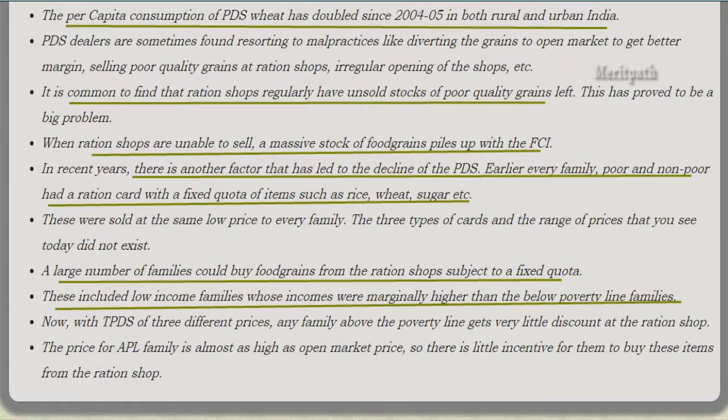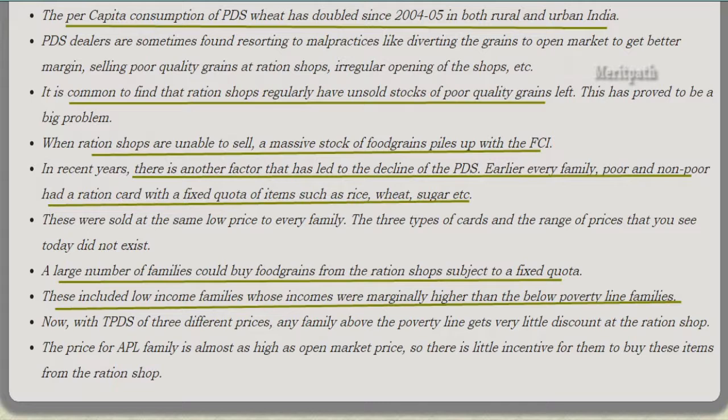PDS dealers are sometimes found resorting to malpractices like diverting the grains to the open market so that they can get a better margin, selling poor quality grains at the ration shops and not opening the ration shops regularly. So it is common to find that ration shops have unsold stocks of poor quality grain. This was a big problem. When ration shops are unable to sell, massive stocks of food grains pile up with the FCI.